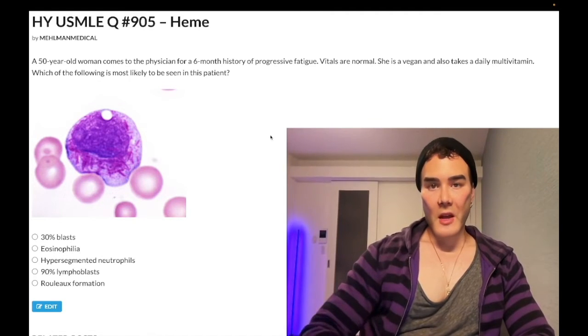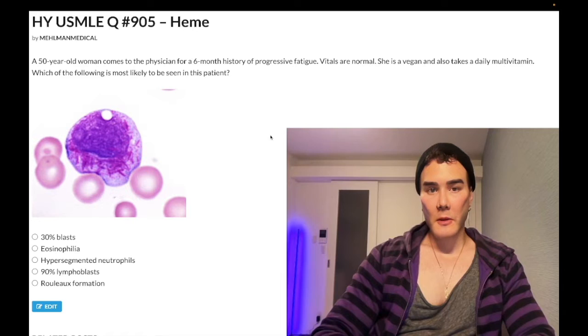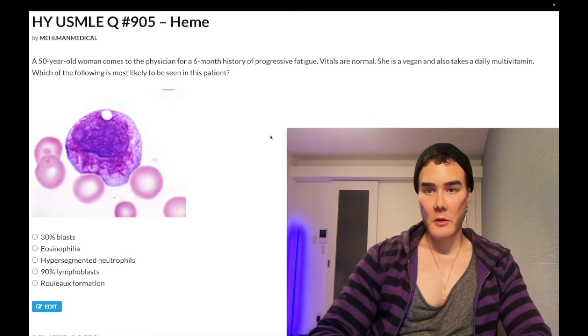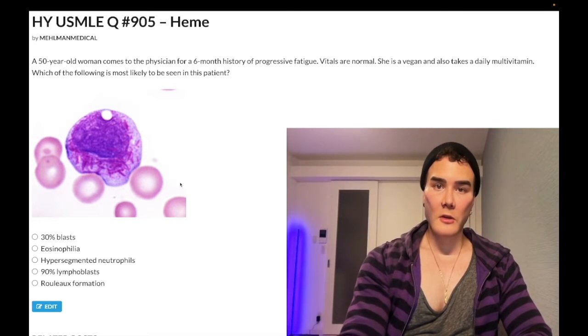How's it going, guys? We have a past level question for hematology, Step 1, Internal Medicine, 2CK. A 50-year-old woman has a 6-month history of progressive fatigue. Vitals are normal. She's a vegan, takes a daily multivitamin. The question wants to know which of the following is most likely to be seen in this patient. We have this smear here, so let's just hop to the answer choices.